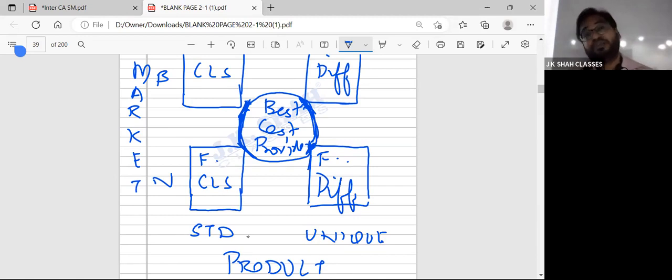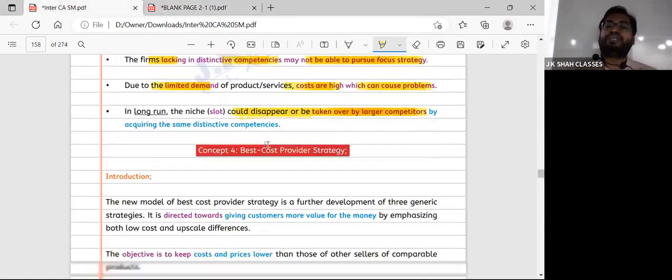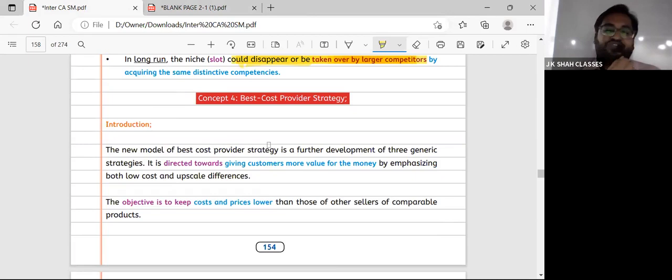Why? Price is the same. Some extra features, more features. You all understood what I just said. This is best cost provider. Best cost provider will try to give you good quality products at affordable prices. You all understood this? This is what is written, guys, here. This best cost provider is finished then.